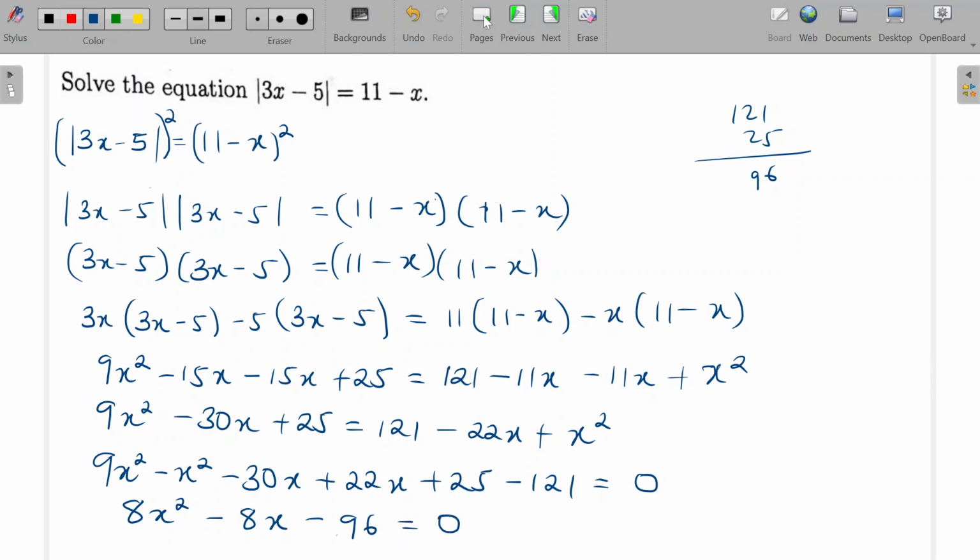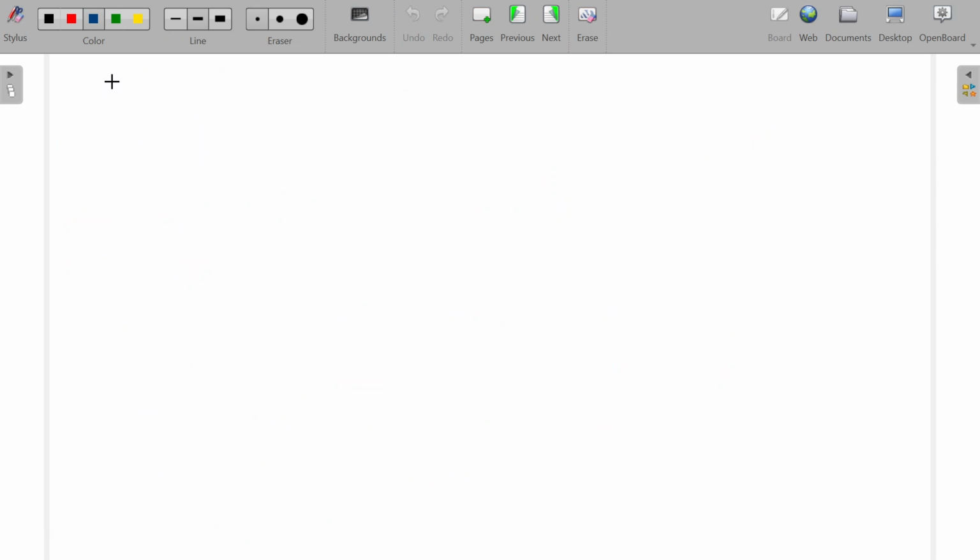Now when you have that, you have 8x squared minus 8x minus 96 is equal to 0. What you can do here is notice that there's a common number that can be divided into all the numbers, which is 8. So you can divide by 8 to solve it in a simple way. 8 into this gives you x squared, 8 into this gives you minus x, and 8 into this gives you minus 12 is equal to 0.